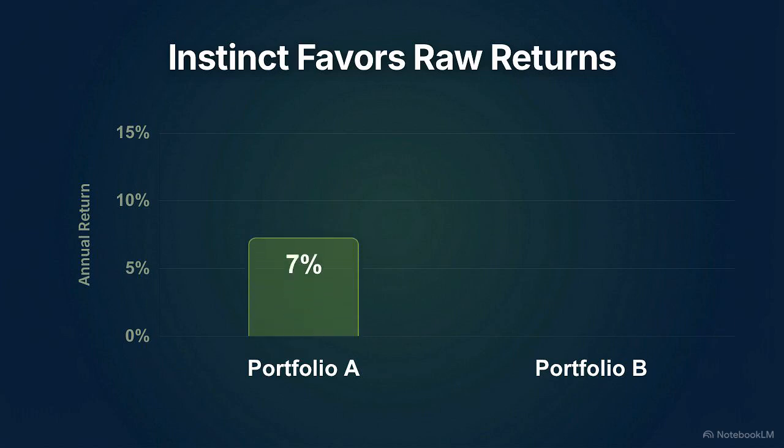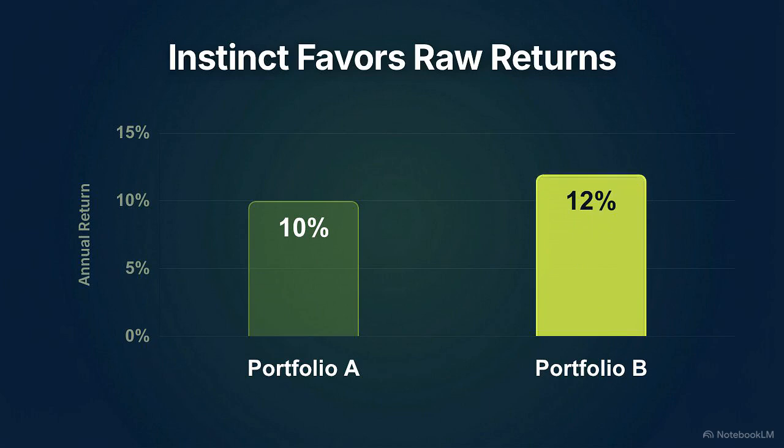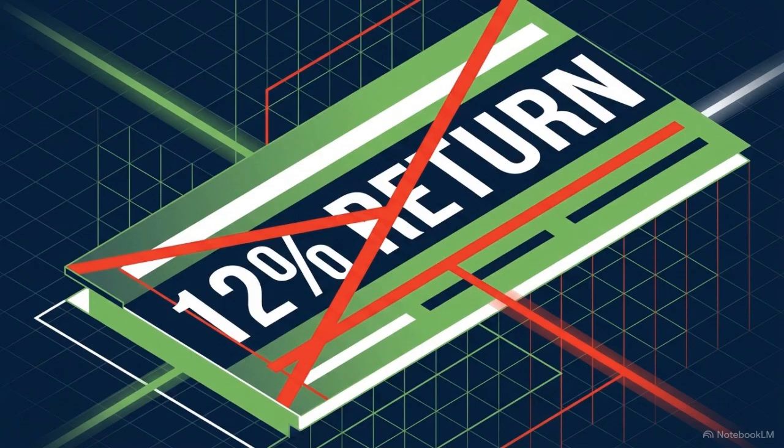Imagine two investments. Portfolio A returns 10% for the year, and Portfolio B returns 12%. If asked which performed better, your instinct immediately points to Portfolio B. In institutional finance, however, judging success solely by that top-line number is a severe miscalculation.